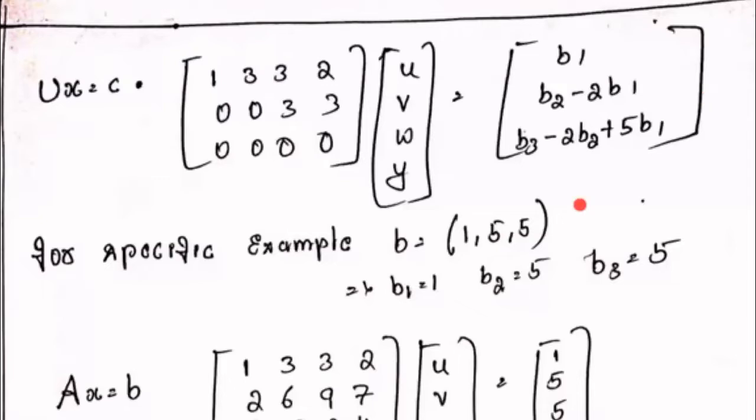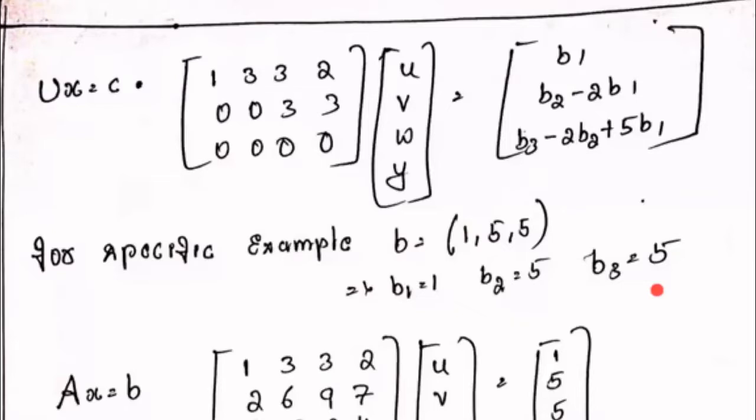Here, what we are substituting is the values of b1, b2, b3 for a particular case we are considering. Up to now, we have considered the general case, b1, b2, b3. What if b1, b2, b3 is 1, 5, 5? b1 is 1, b2 is 5, b3 is 5. Now, what happens to this equation?